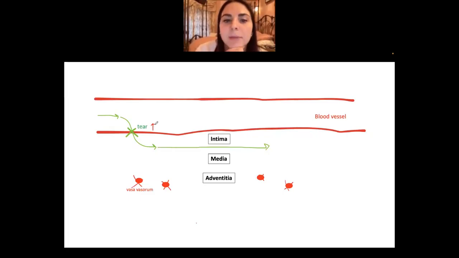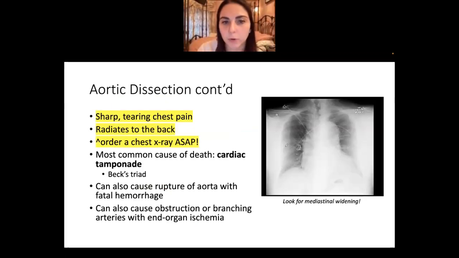So when the media gets weaker and we have some sort of intimal tear, usually due to high stress, both of these play a role, and now blood can pool within the media layer, and that's your aortic dissection.